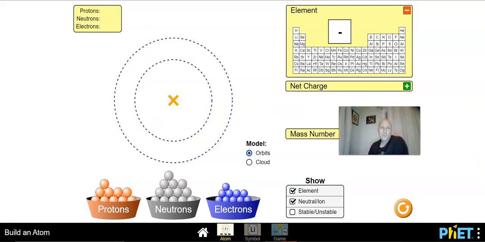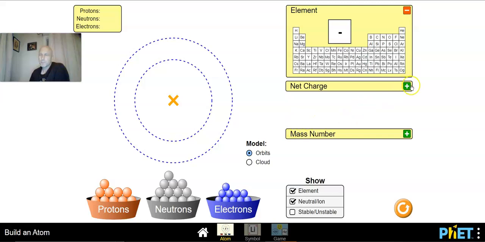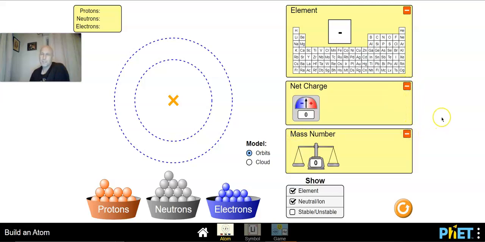Next thing I want you to do, where it says net charge, expand that, and mass number, expand that. First thing I want you to do is put one proton in there. I'm just dragging and dropping with the left mouse button. Remember, you have protons, neutrons, and electrons. Protons have a positive charge, +1. Electrons have a negative charge, -1. Neutrons have no charge.